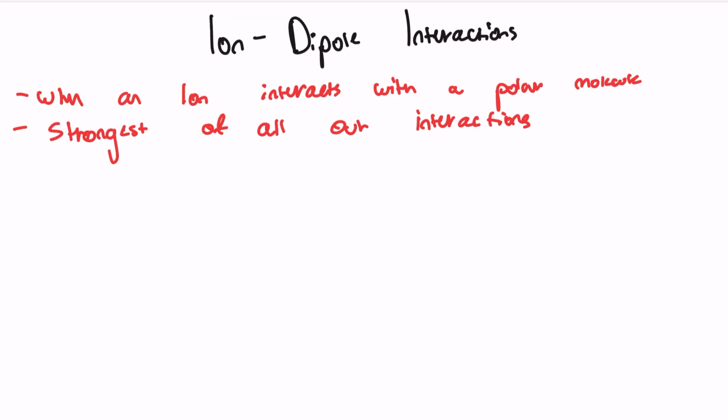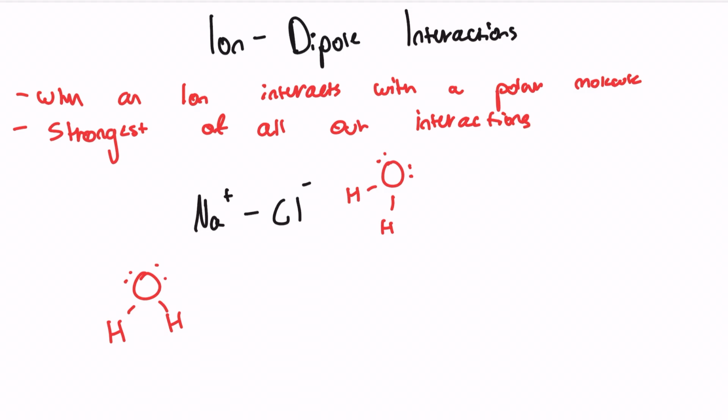Just to show you how an ion-dipole interaction might work, imagine that we have our NaCl molecule. Sodium is our cation, and chlorine is our anion. If we then surround this by water molecules, the water will be attracted to the charges of our sodium chloride.